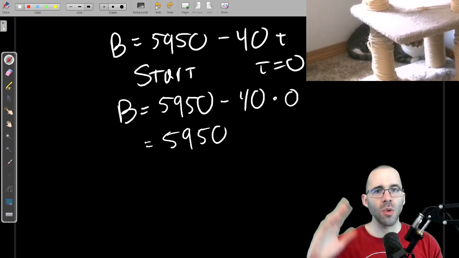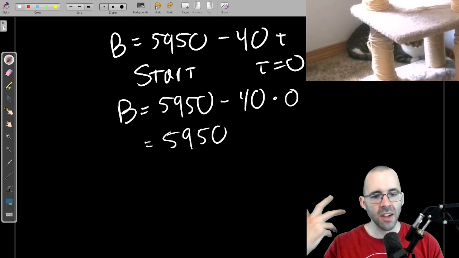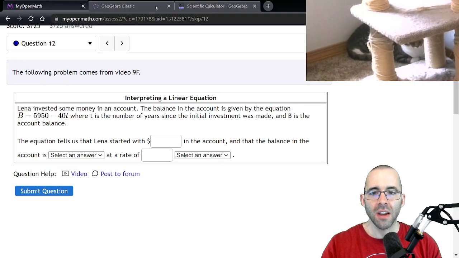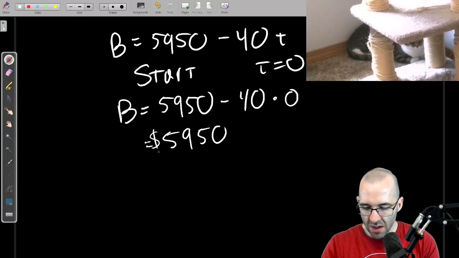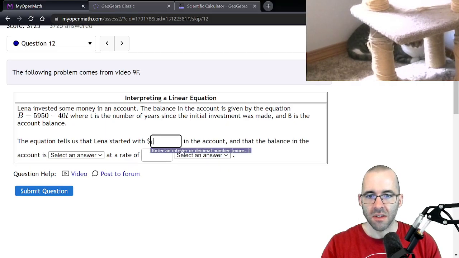That's not perfectly true all the time, but most of the time, that's one way that we can think about y-intercepts. And is B the balance? Yes, and there's no units of like thousands or millions. So it's just going to be $59.50. The dollar sign's already included, so we're just going to write 59.50.